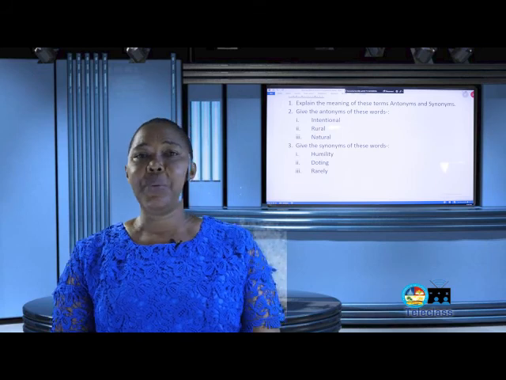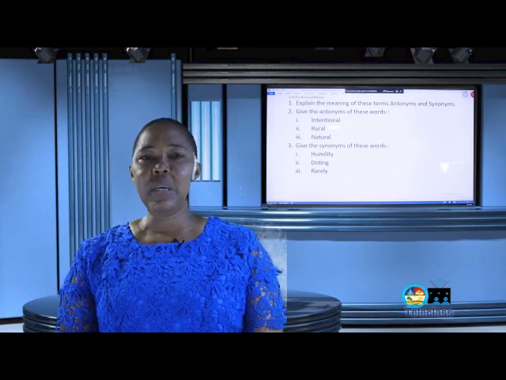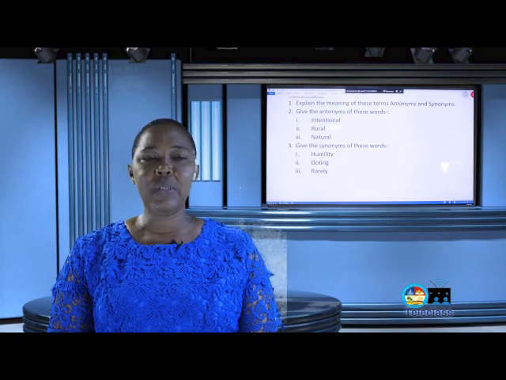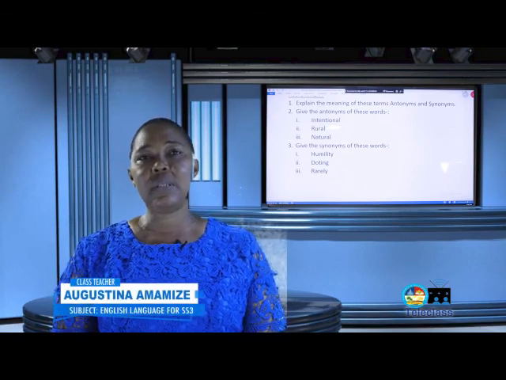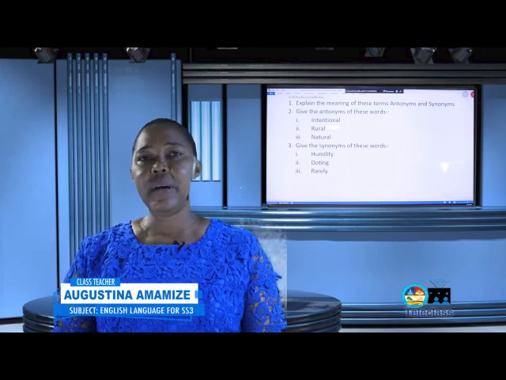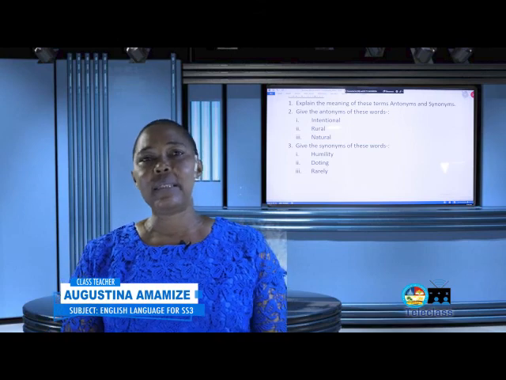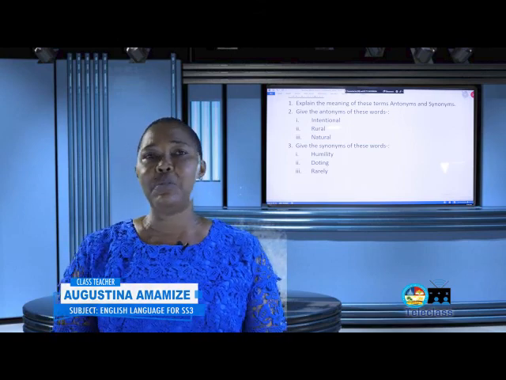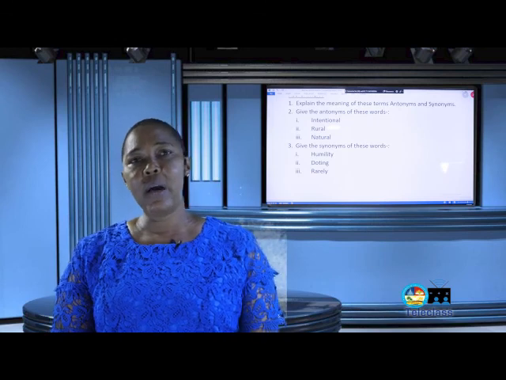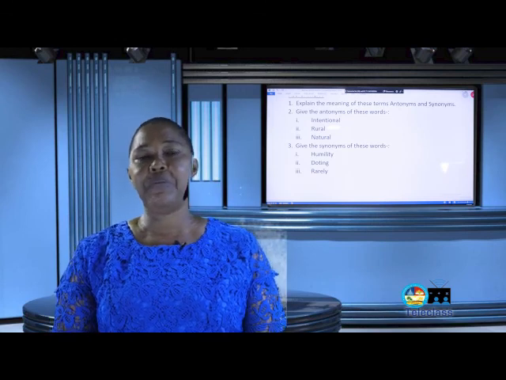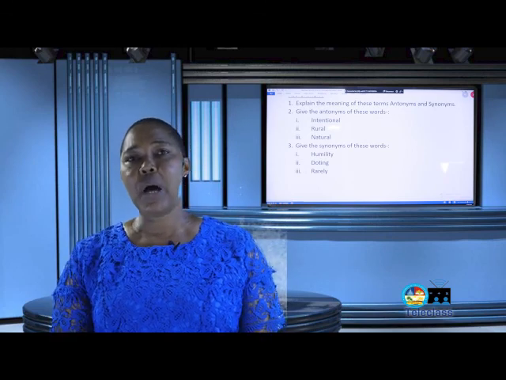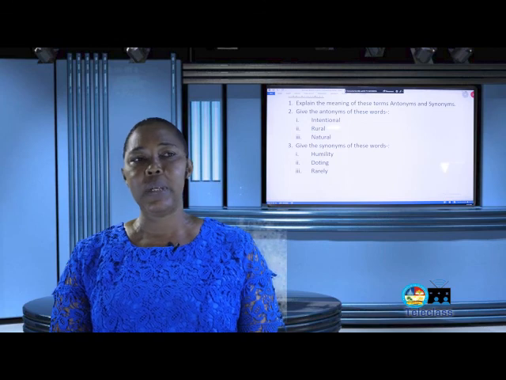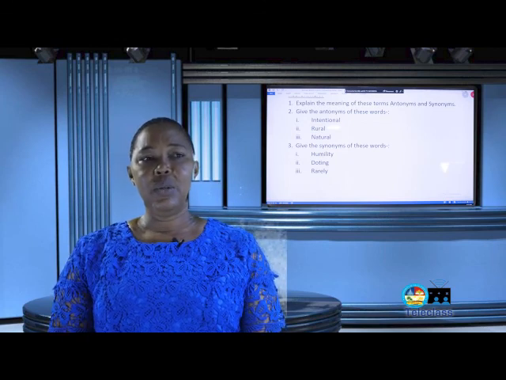Class, so far we have been learning about antonyms and synonyms. Let's just do a recap. Antonyms means words that are opposite in meaning to other words, while synonyms are words that are nearest in meaning to other words. We also learned that to know what the antonyms of a particular word is, we have to know the meaning of that word first. Then, to find out the synonym of a word, we have to know how it was used in the particular sentence.